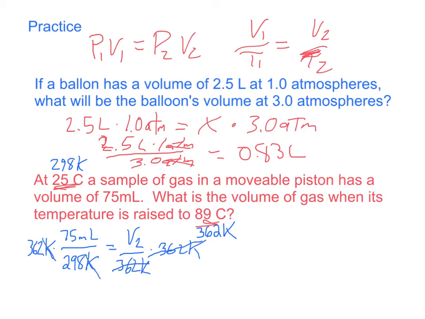You don't have to change the units as long as you want your answer in milliliters, as long as your volume's the same. So we're going to end up with 91.1, and with sig figs, 91 milliliters is the volume in the second condition. You can see how easy these are. We'll be doing some practice, of course, in class. But in the meantime, have a good night, and we'll see you tomorrow. See ya.